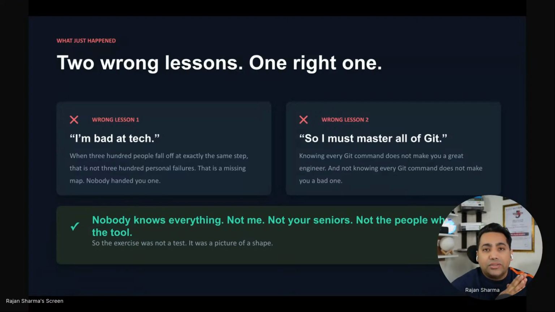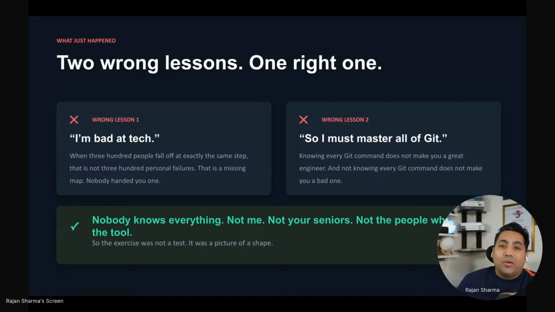The wrong conclusion number two is, if you see here, this week what I'm gonna do is I will learn Git in depth and I will make sure I understand that. This is also a problem. And I want to say it clearly, because I think a lot of people get it backwards. Knowing every git command does not make you a great engineer. And at the same time, not knowing all the git commands does not make you a bad engineer.